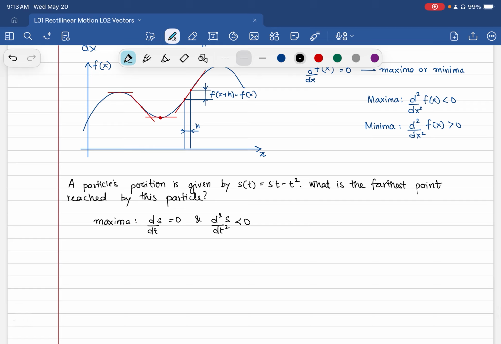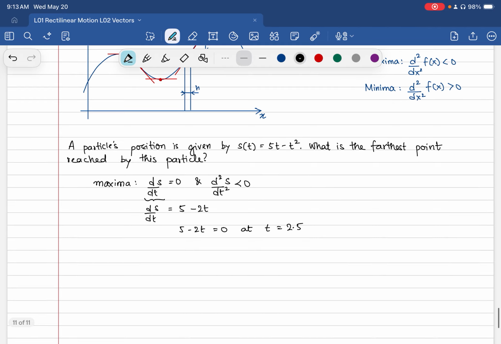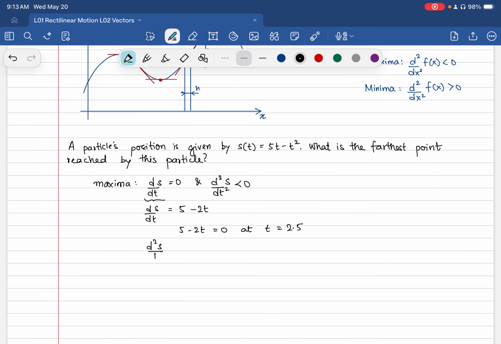Okay, so first let's find what this is here. This would be 5 minus 2t, and 5 minus 2t is equal to 0 at t equal to 2.5. What is the second derivative, d²s/dt²? This here is minus 2, which is less than 0, which means that at t equal to 2.5, the maxima is reached.